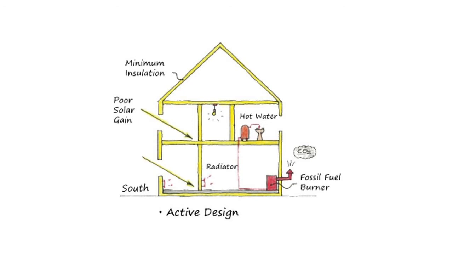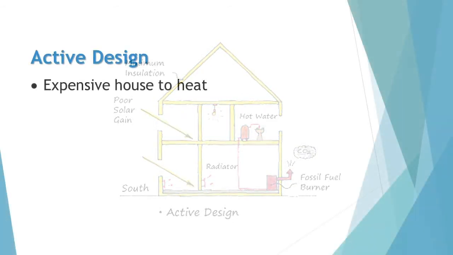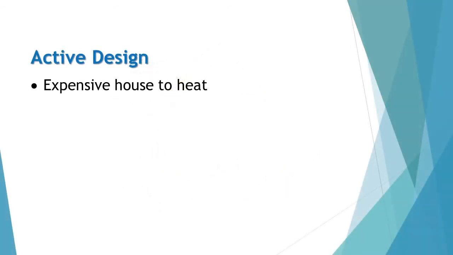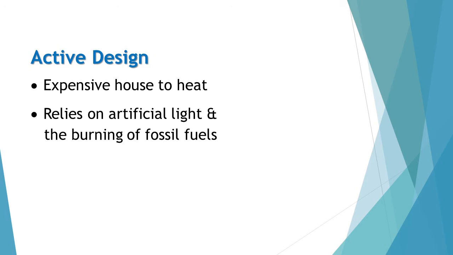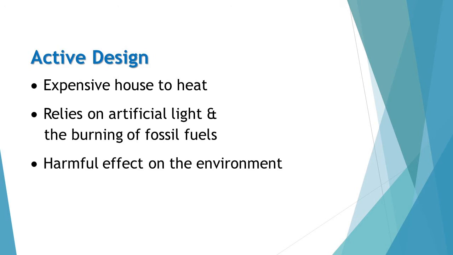This burner is also used to heat the water for the house. Lastly, the house relies on artificial lighting, and hence the light bulb is in the very centre of the sketch. Taking all this into account, this will not be an efficient house. It would be an expensive house to heat, it will rely on artificial light and the burning of fossil fuels. This will ultimately have a harmful effect on the environment.